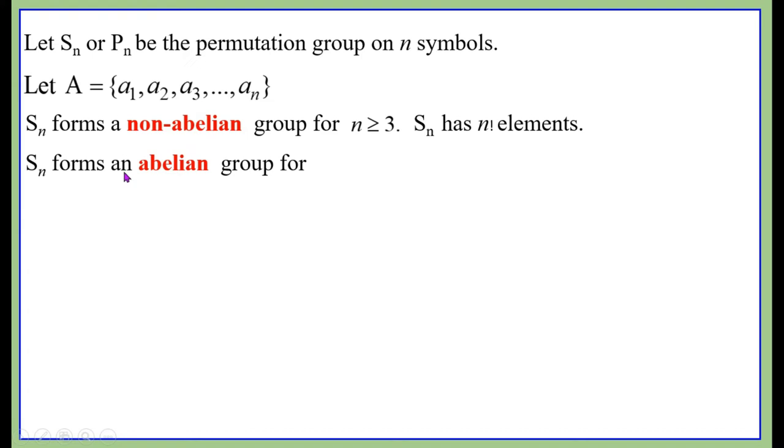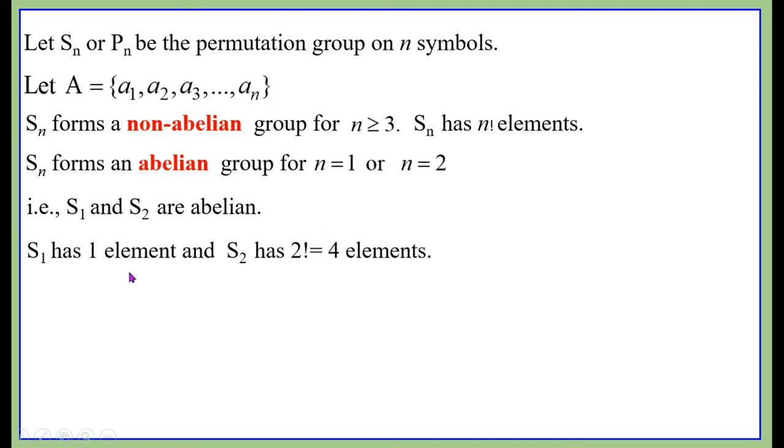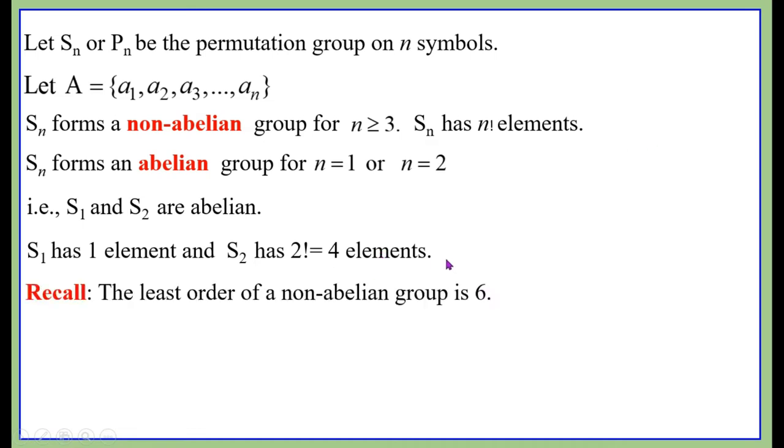Sn forms an abelian group for n equal to 1 or n equal to 2. That is, S1 and S2 are abelian. S1 has 1 factorial, which is 1 element, and S2 has 2 factorial, which is 2 elements.